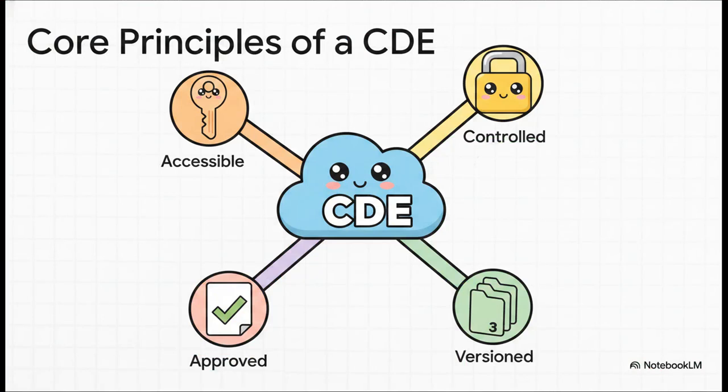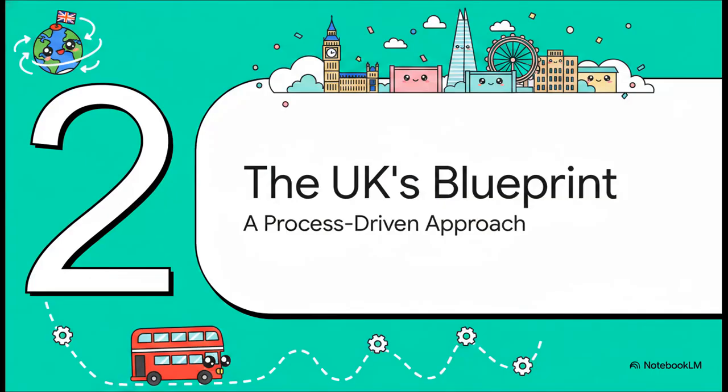So really, the whole point of a CDE is to make sure every single piece of information has these four qualities. It's controlled, so you know exactly who can see it and who can edit it. It's versioned, so you're never accidentally using an old file. It's approved, meaning there's a clear digital paper trail, and it's accessible to the right people right when they need it. Okay, now let's see how this all works in the real world.